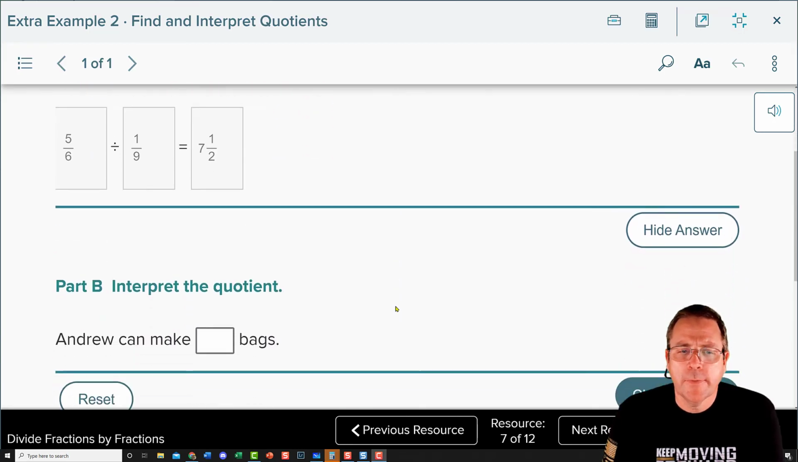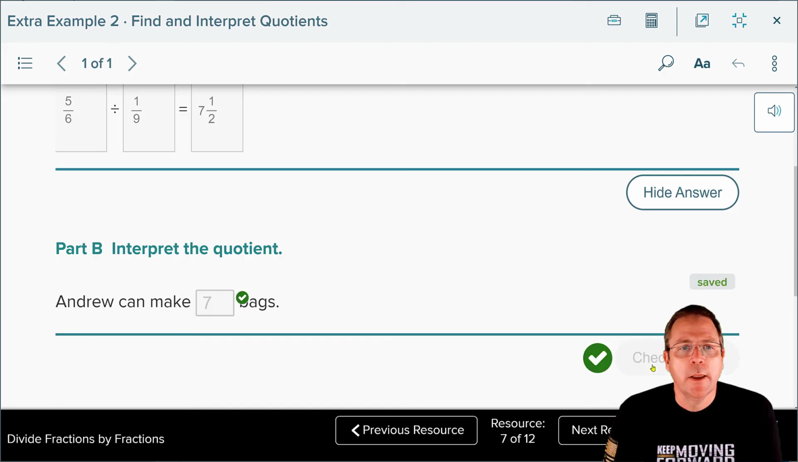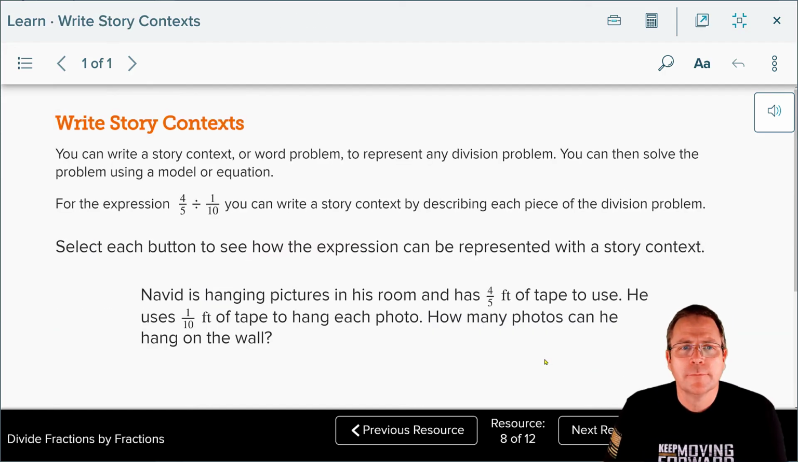But I bet I can get the next part of this problem right. How many full bags can he make? It's going to be 7, and that other half, that's just going to be left.